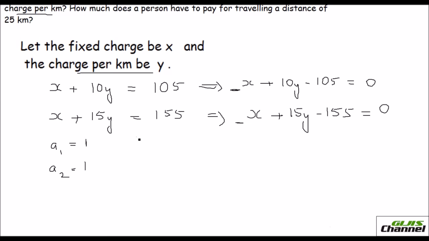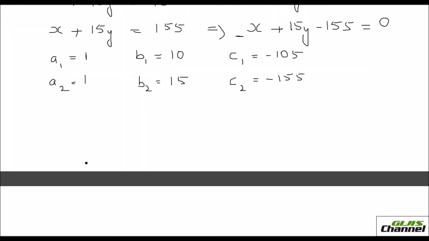Now B1 is the coefficient of y in the first equation, so that is 10, and B2 is the coefficient of y in the second equation, that is 15. Your C1 and C2 are the constants of the two equations. So your C1 is equal to minus 105, taking it along with the sign, and here C2 is minus 155. Got it?